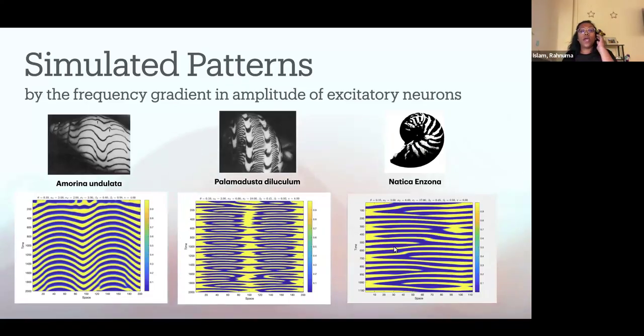Those are the three patterns we generate by adding the frequency gradient in alpha E, that is the amplitude of the excitatory neurons. We add the cosine gradient on the excitatory neurons, and now you can see that those patterns show some type of wave, and the middle one is a little bit more complicated wave. And you can see the corresponding shell picture looks similar to those patterns.